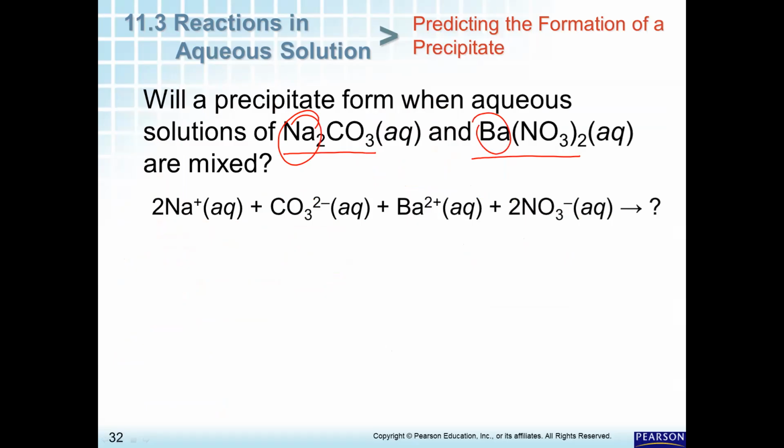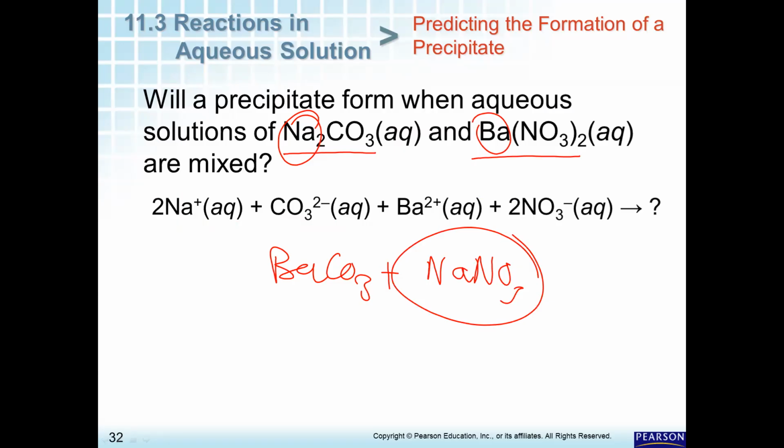So what we will get basically is barium carbonate plus sodium nitrate. Let's start with this one. First of all, this is a salt of alkali metal, which is sodium. That's why it is soluble. And also it has nitrate, and we said nitrates are all soluble. So this is definitely soluble. This is an aqueous one.